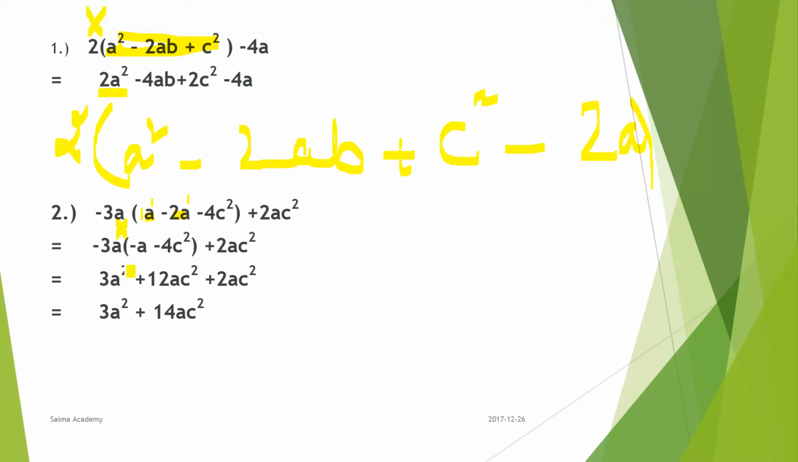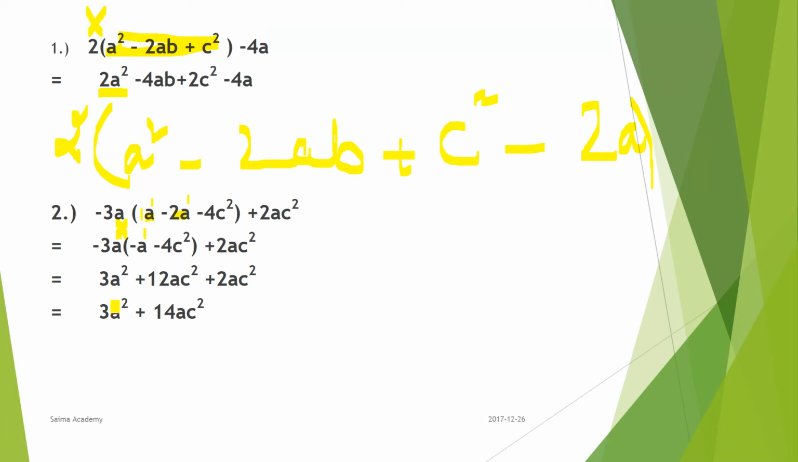And why a square? Because there are two a's, and I think we discussed in lesson number 4 and 5 that in multiplication, we have to add the power. This a has one power, this a has one power. So it is 3a square. And then minus minus plus, 3 times 4 is 12, and then this is a, this is c square: 12ac square, plus 2ac square as it is. You do not have to multiply minus 3a with 2ac square because it is not in the parenthesis, it is separate.